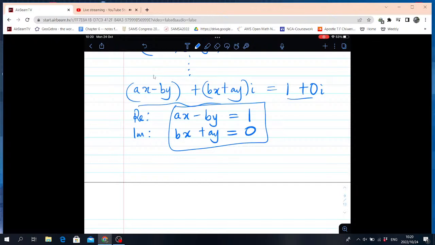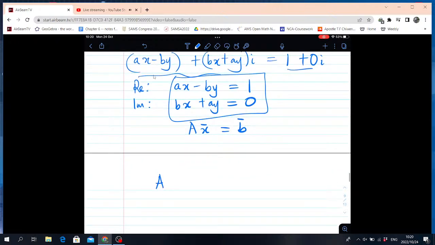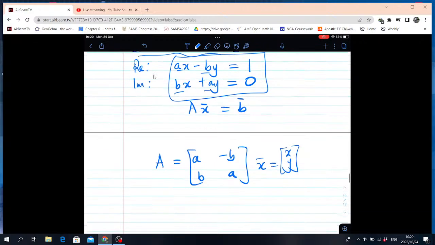Well, it does, because this looks like a system of linear equations. So in other words, we can rewrite this as Ax equals b, where these are vectors. What is our A in this case? x and y are the variables that we have. So A is going to be the coefficient matrix, with rows a, minus b and b, a. Then our vector x is (x, y), our variables. And b, if you look at this side, is going to be (1, 0), from what we have there.